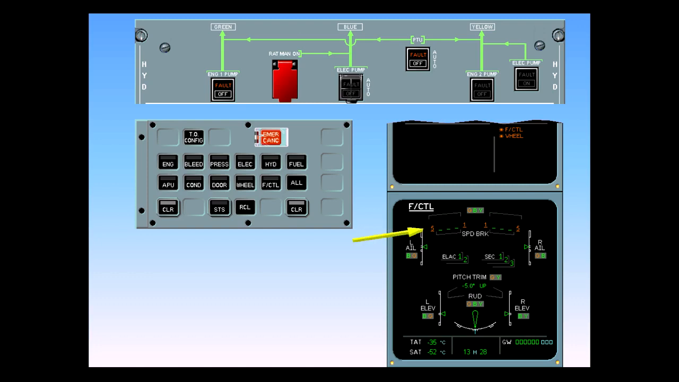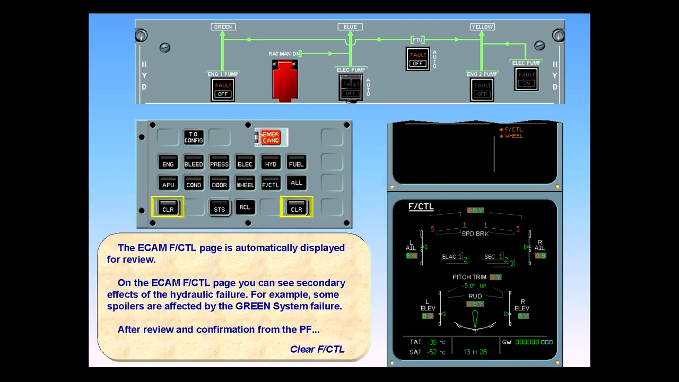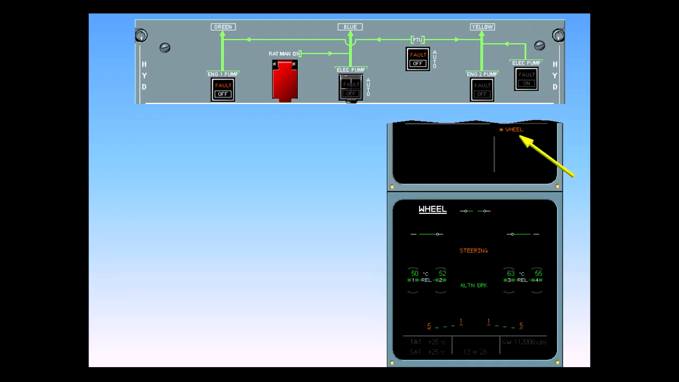On the ECAM flight control page, you can see secondary effects of the hydraulic failure. For example, some spoilers are affected by the green system failure. After review and confirmation from the pilot flying, clear flight control. Observe that the amber flight control secondary failure has disappeared.